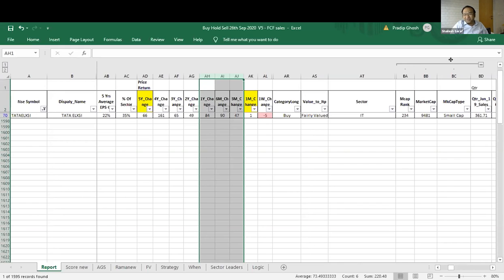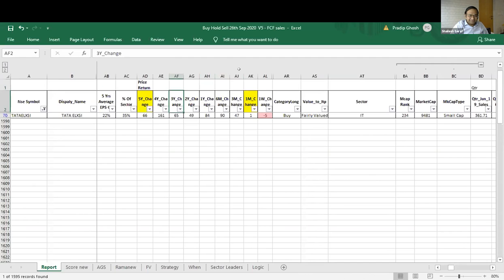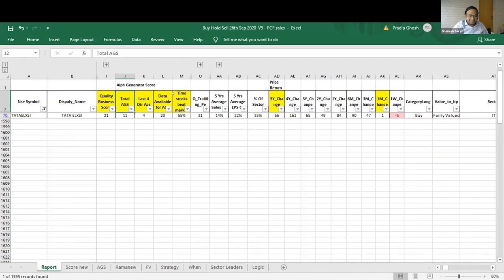Okay, anybody else has any questions? Sir, can you explain AGS with an example? As Nifty is going up, let's say Tata, how does it go up, and how does the benchmark also go up?